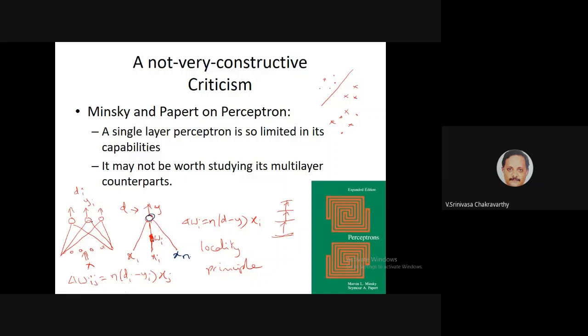Let's say I have multiple outputs, and the output index I'm saying is i, and the input index is j. Then the weight between input and output will be wij, which connects the jth input neuron with the ith output neuron. The update rule still has the same form. You can easily work it out. It is eta times (di minus yi) times xj.